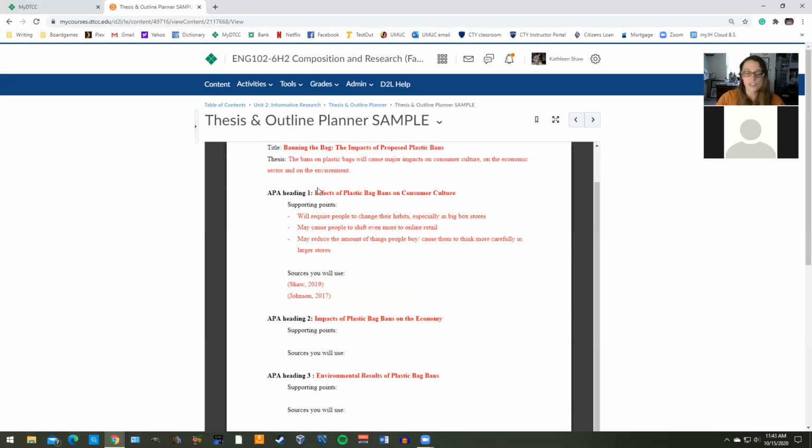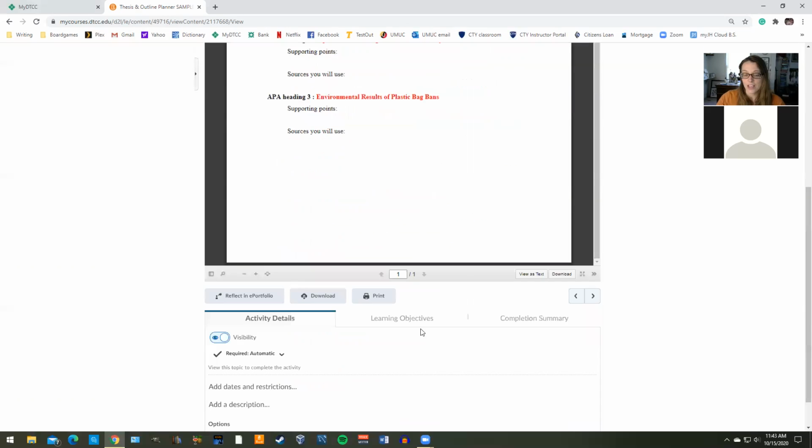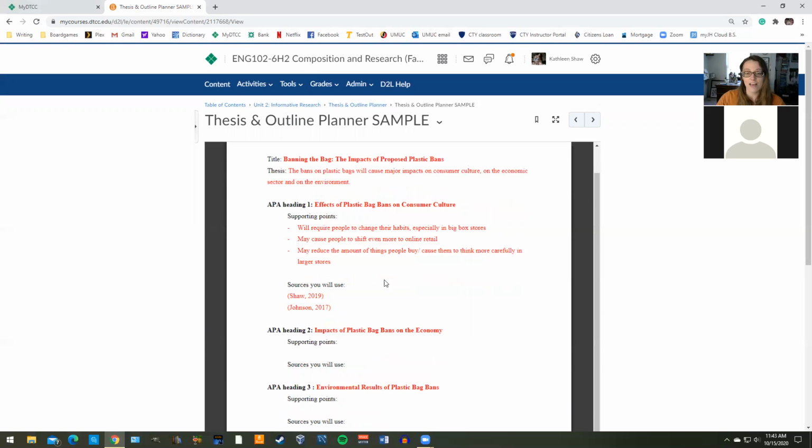So here, my first APA heading is going to be effects of plastic bag bans on consumer culture. My second APA heading is going to be impacts of plastic bag bans on the economy. And my third is environmental results of plastic bag bans. So those are the three sections I'm going to have. And then here, you can see major impacts on consumer culture, economic sector, environment.